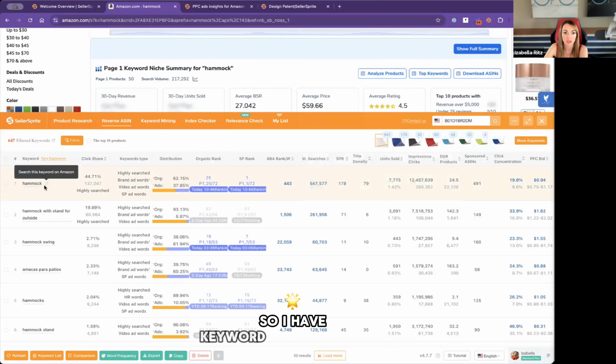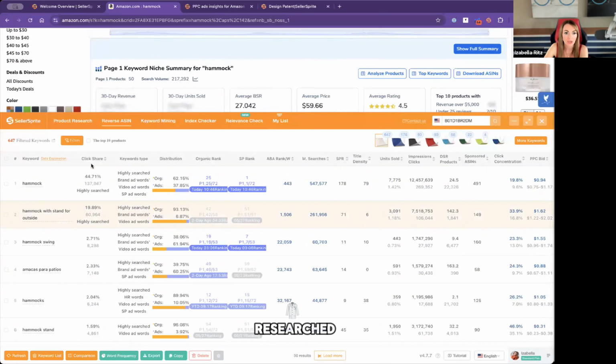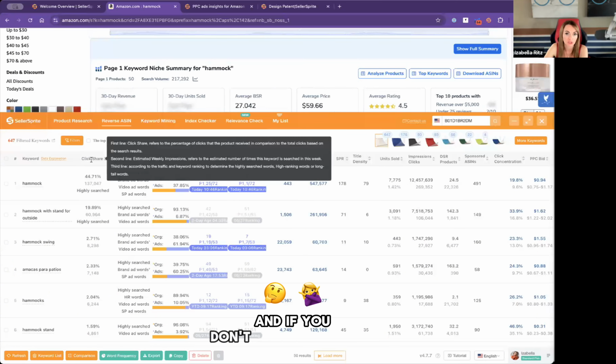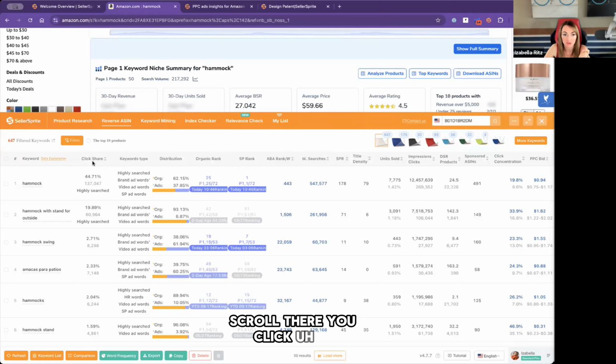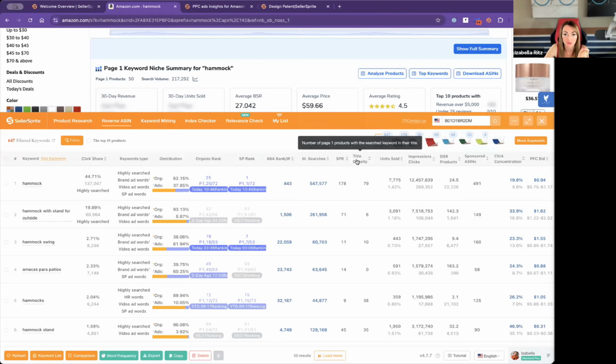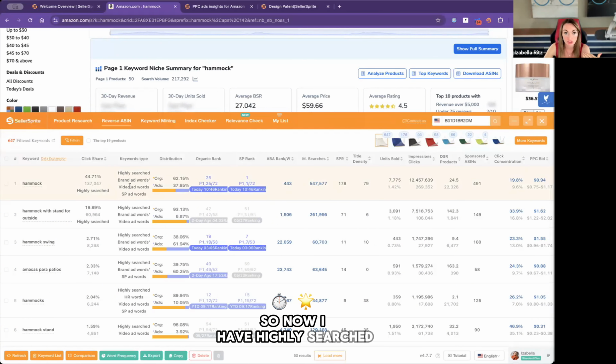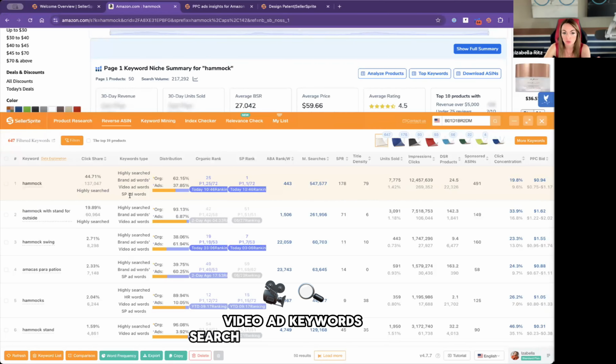So I have the keyword hammock, highly researched. I have a click share, and if you don't understand what every specific definition means, you can always scroll there, click on the unknown title or wording, and you will always be able to find out what it means. So now I have highly searched brand ads keywords, video ad keywords, sponsored campaigns AdWords, and I have distribution of the keywords, organic versus ads.